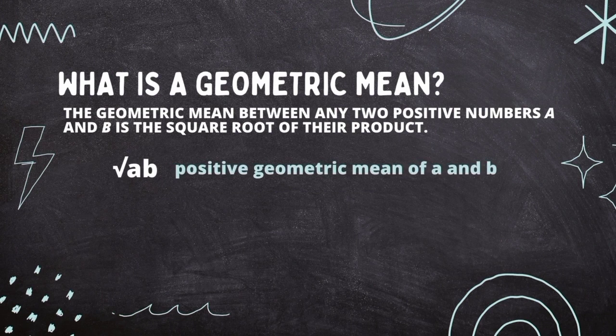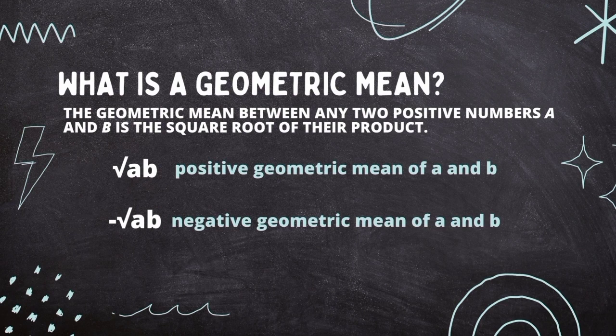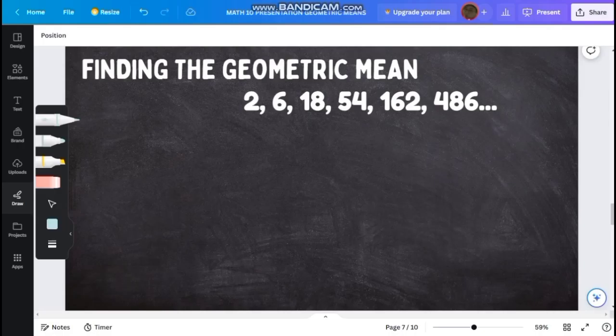So what is a geometric mean? The geometric mean between any two positive numbers A and B is the square root of their product. Here we have the square root of the product of A and B, which is the positive geometric mean of A and B, and the negative square root of the product of A and B, which is the negative geometric mean of A and B.